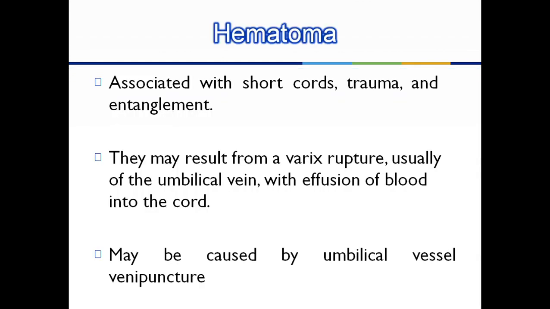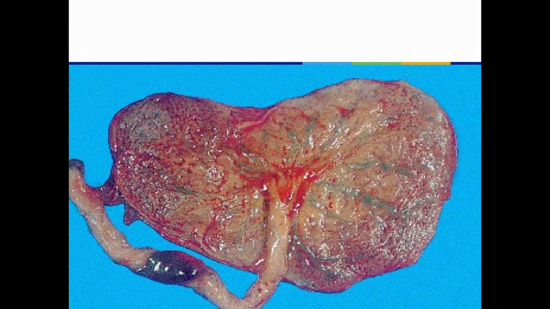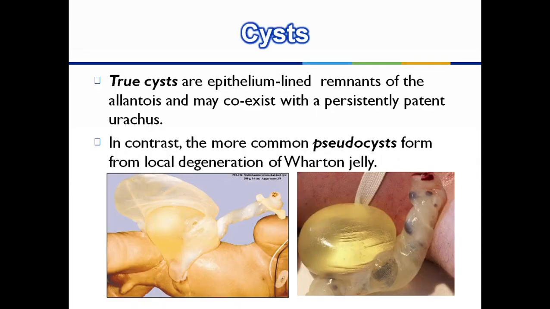Hematoma. Associated with short cord, trauma and entanglement, it may be the result of varix rupture, usually of the umbilical vein, with effusion of blood into the cord. It may be caused by umbilical vessel venipuncture. Hematoma. Cysts. True cysts are epithelium-lined remnants of the allantois and may coexist with a patent urachus.